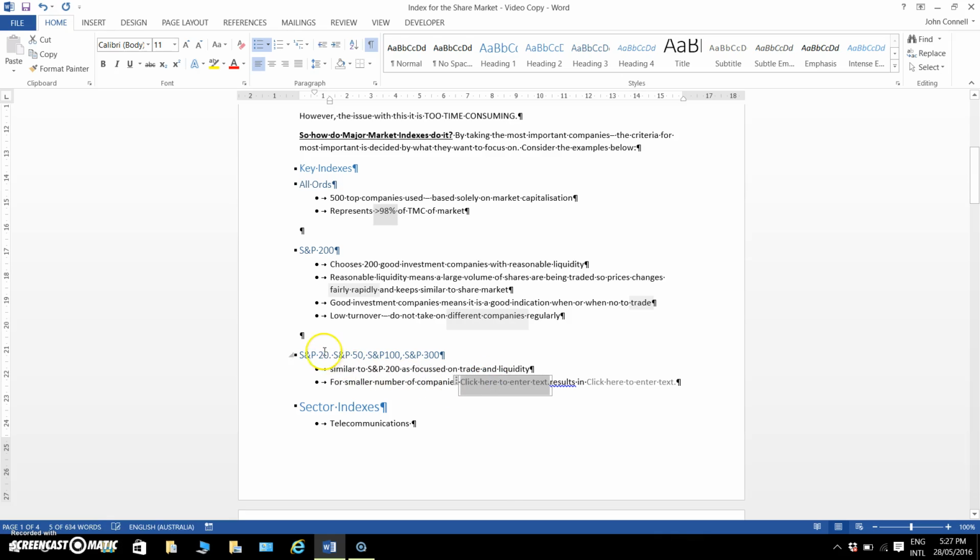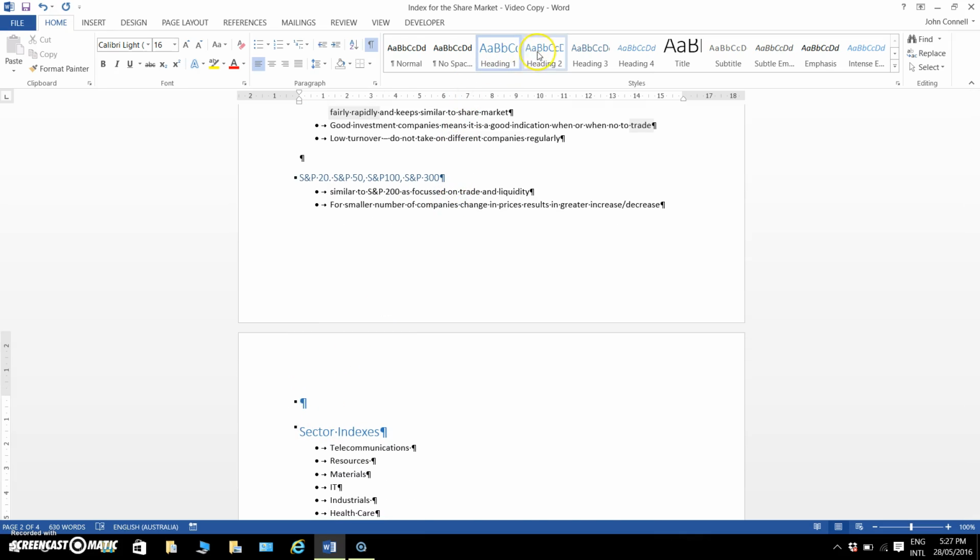For a small number of companies, such as the S&P 20 and S&P 50, a change in the prices is going to result in a greater increase or decrease. So if you think about it, if you don't have as many companies, then changes in the price of one company are going to affect the overall index more compared to, say, S&P 300.